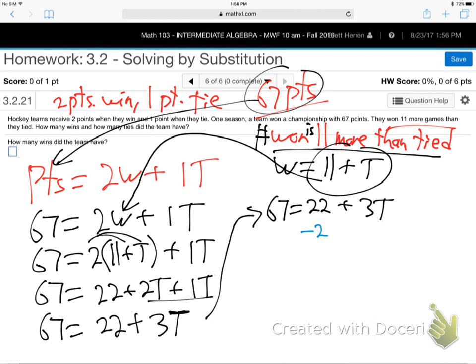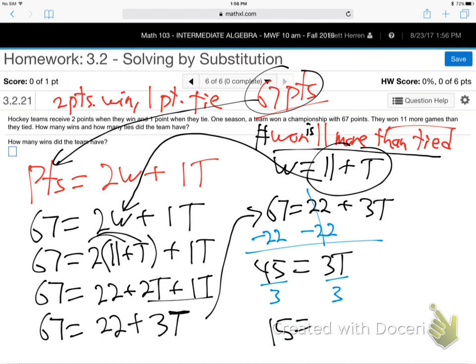So subtract 22 from both sides. We get, what's that, 45 is 3T. Last step, divide by 3. And so T is 15. 15 ties.